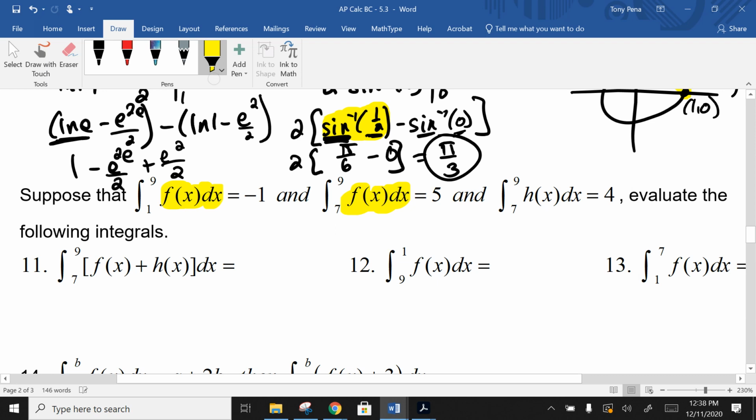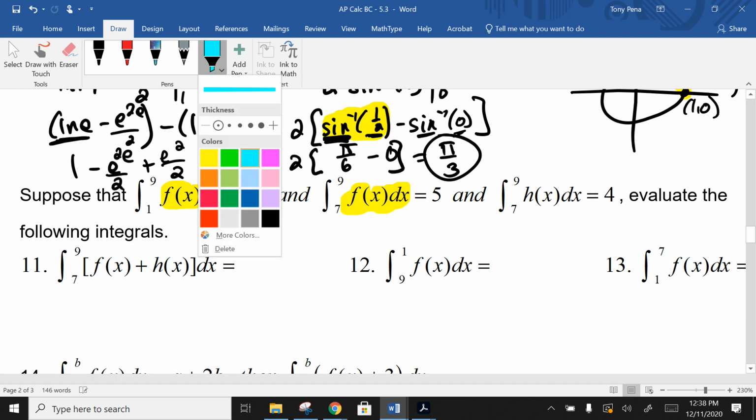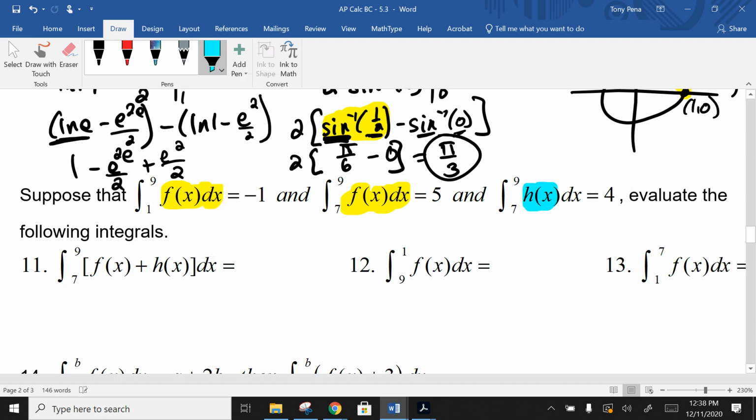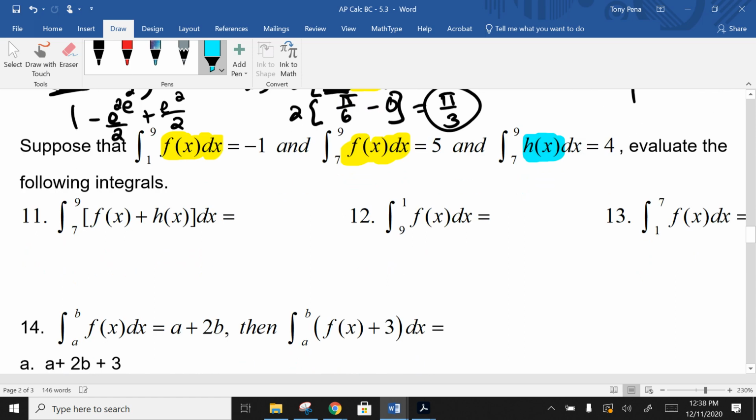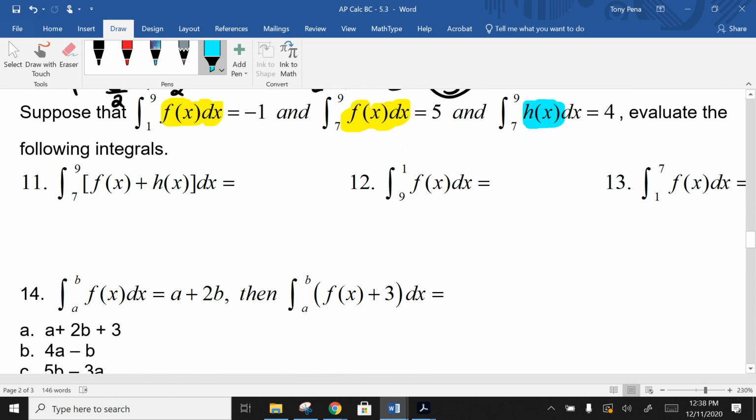If you go to the next one, however, it's a different function. We don't know what that function is, so we're just given the name of it. It's called h of x, and if we integrate h of x from 7 to 9, you're going to get a value of 4. And then these just test you on some of those rules that we talked about in the past and that we talked about earlier.